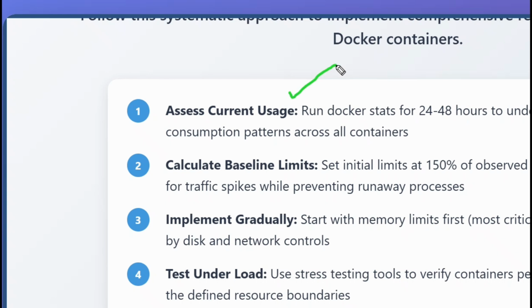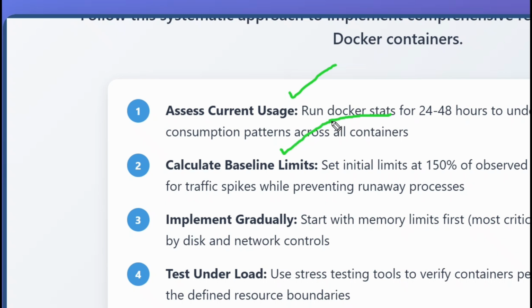The first thing was assess current usage. Start by running docker stats for 24 to 48 hours. This gives you a baseline of how much CPU, memory, disk, and network each container typically uses.